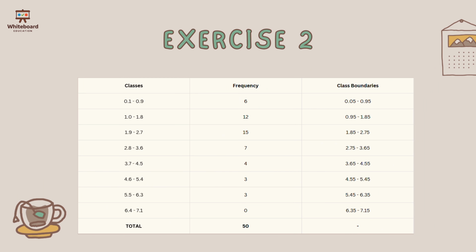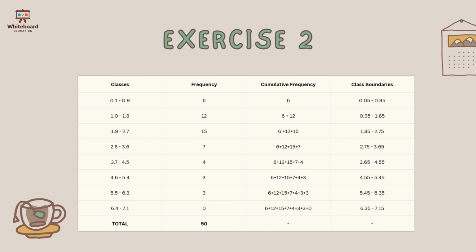This is a simple frequency distribution table. After that we add the cumulative frequency column, in which we just add all the preceding frequencies into the next until we get the total frequency, which is 50. Now this is a cumulative frequency distribution table.